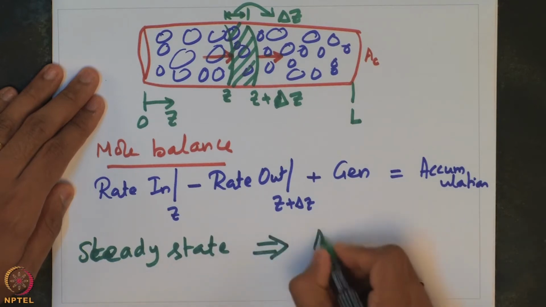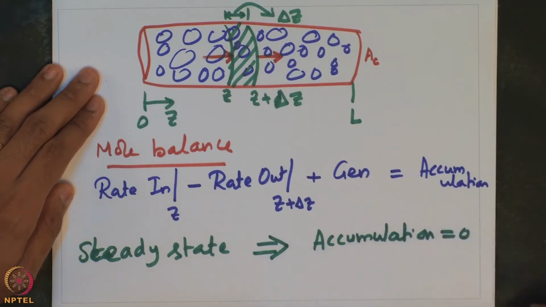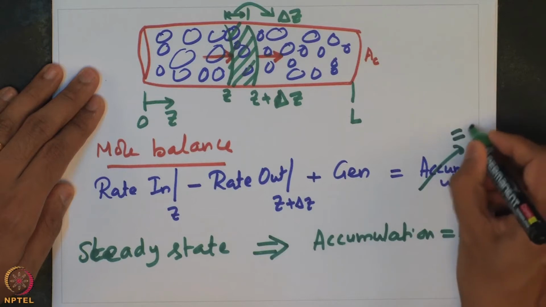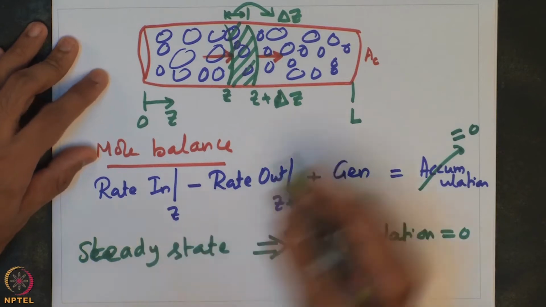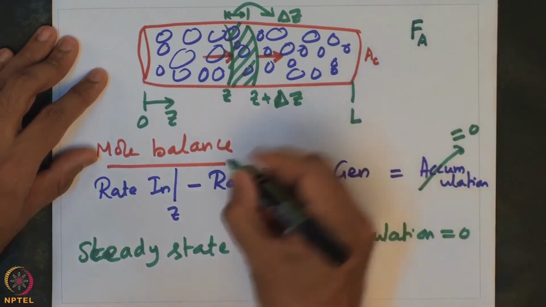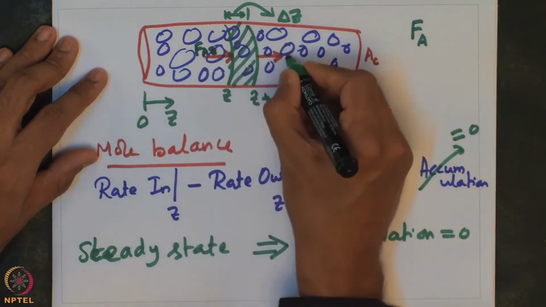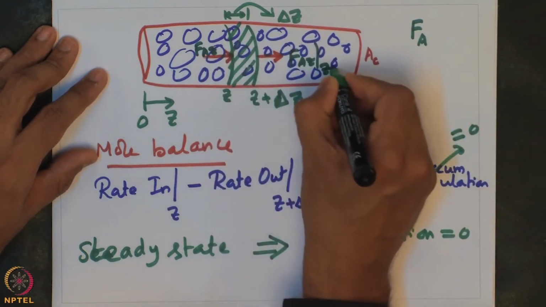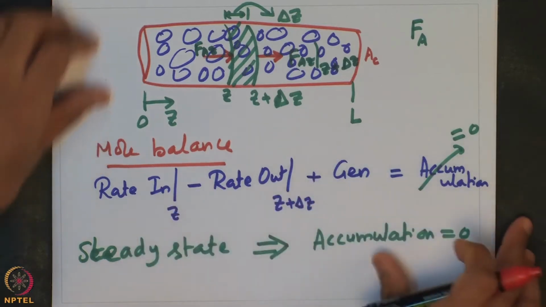which means that accumulation is 0, so this term essentially cancels out. And now, what is the rate at which the species is coming in? Let us say that Fa is the molar rate and Faz is the rate at which the species comes into this element at Z, and Faz at Z plus delta Z is the rate at which the species leaves that element. So, the rate in is essentially equal to, so let us now spell it out.